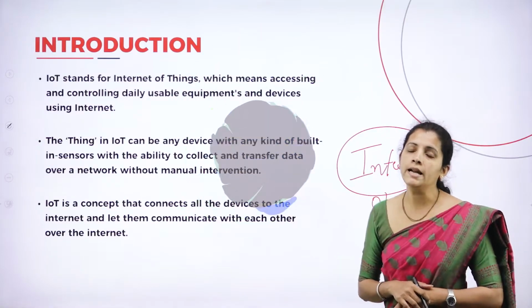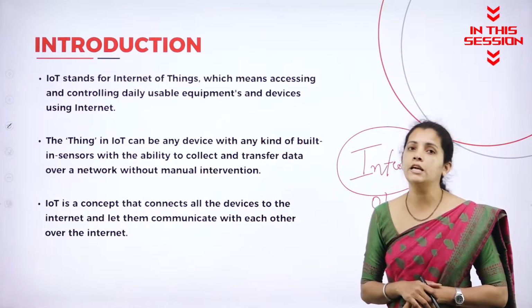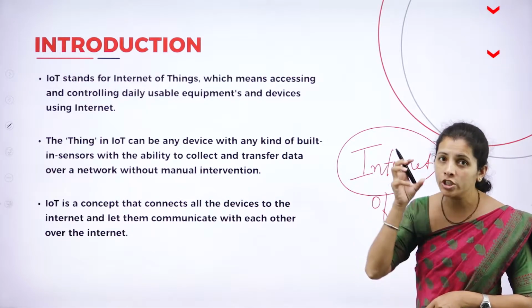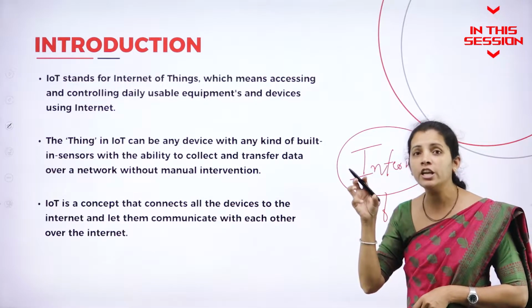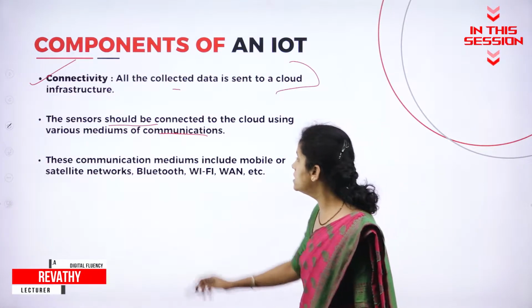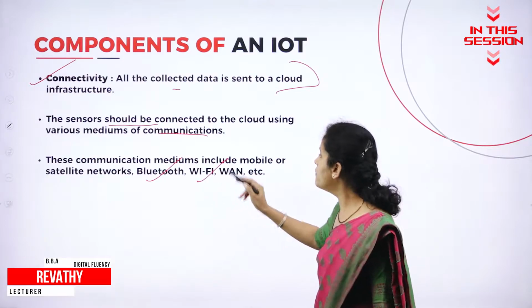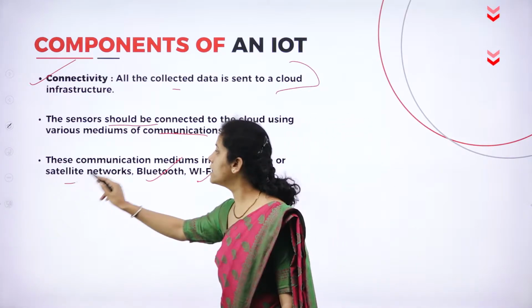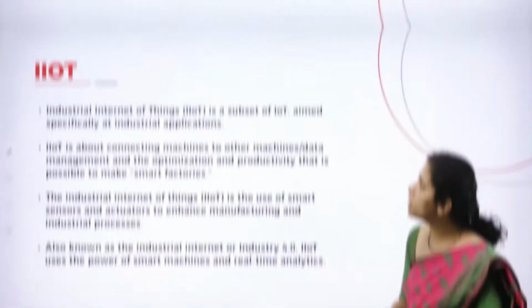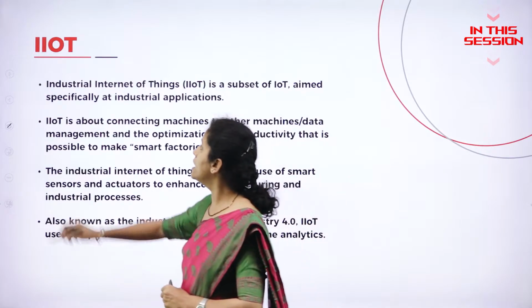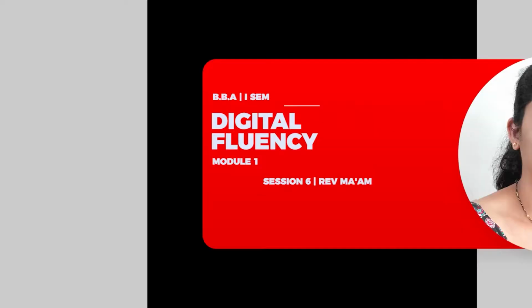What is internet? That is nothing but the interconnection between computer devices to share the data and communicate with each other. These communication media are either Bluetooth, Wi-Fi, wide area network or satellite network. What is this IIoT? That is nothing but Industrial Internet of Things.